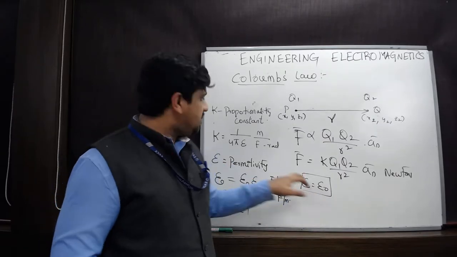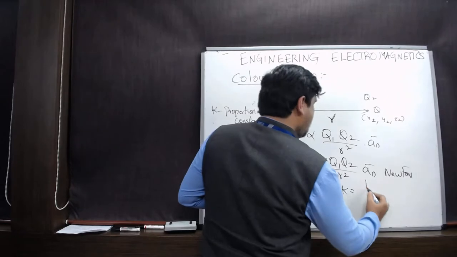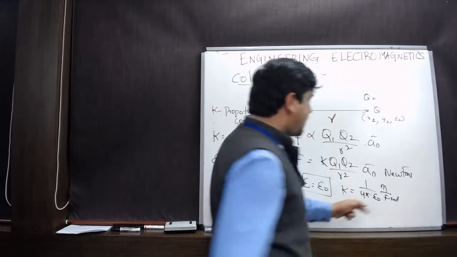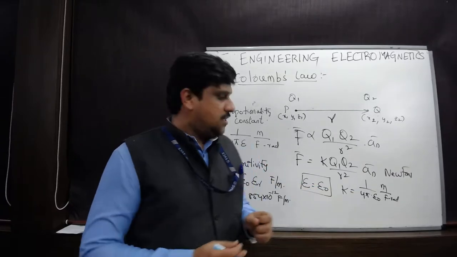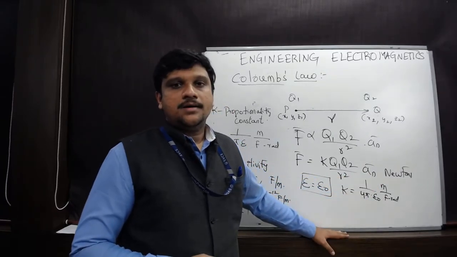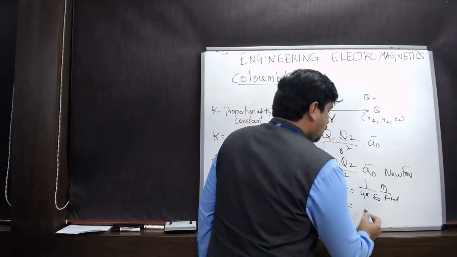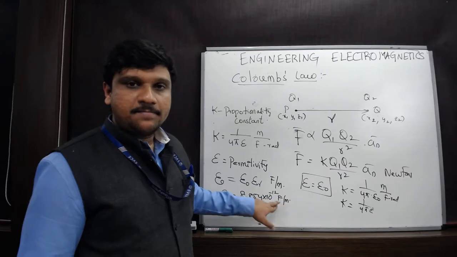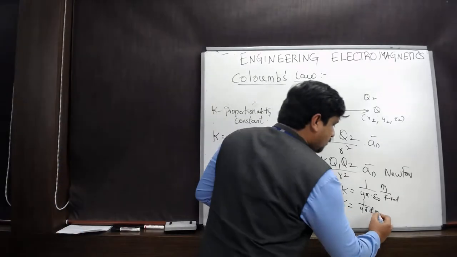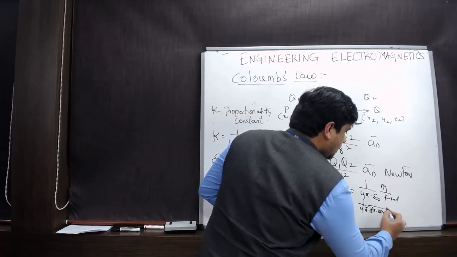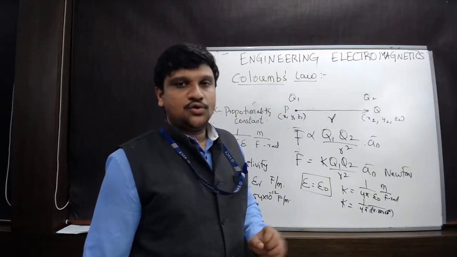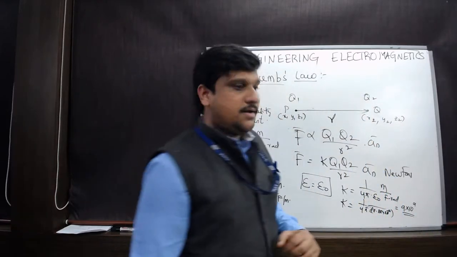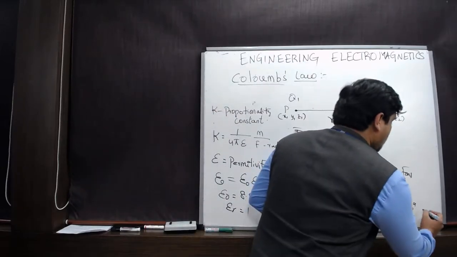Now if you substitute this value in K, you'll get K is equal to 1 by 4 pi into epsilon naught, with units meter divided by Faraday radians, because pi can be measured in radians. So K is equal to 1 by 4 pi epsilon naught, where epsilon naught is 8.854 into 10 to the power minus 12 Faraday per meter. If you substitute this value and pi as 3.14, you'll get K is around 9 into 10 to the power 9.